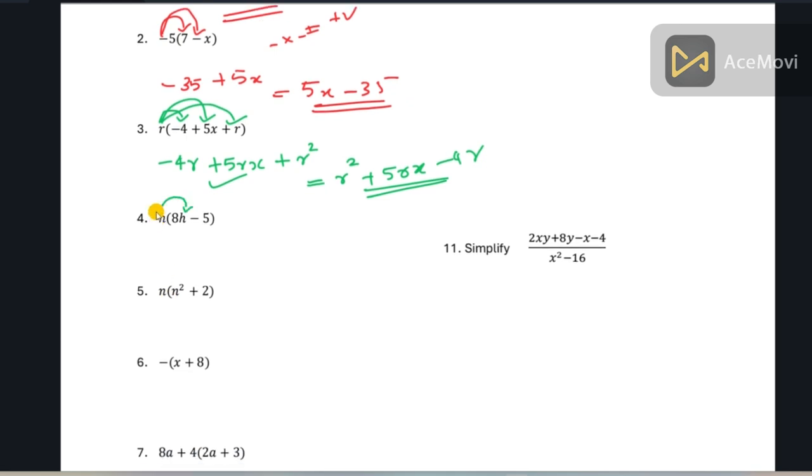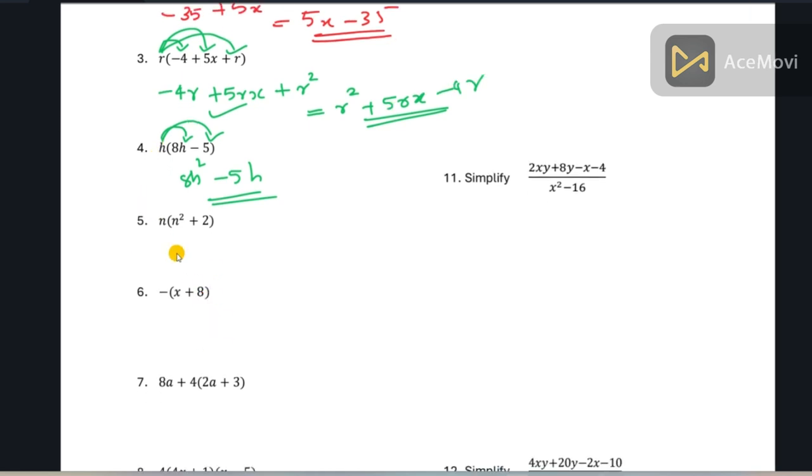Now the fourth one. h times h is h square, and 8 is already there, so 8. Then h times minus 5, minus 5h. Then this one, try n times n square. What is n times n square? n means n raised to 1, times n square. Using the integers rule, we just add the powers and write n cube.